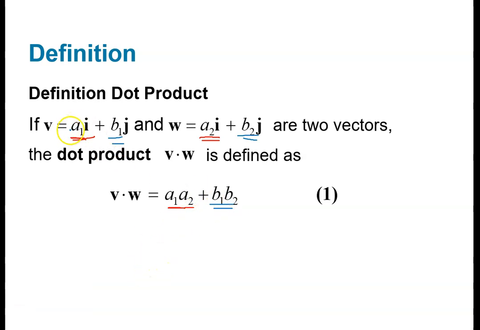All right, so x component of the first vector times x component of the second vector, y component of the first vector times y component of the second vector, and then the sum of those. So this is a number. Multiplying numbers gives numbers, adding numbers gives numbers. This is just a number. So the dot product of two vectors is a scalar, not a vector.